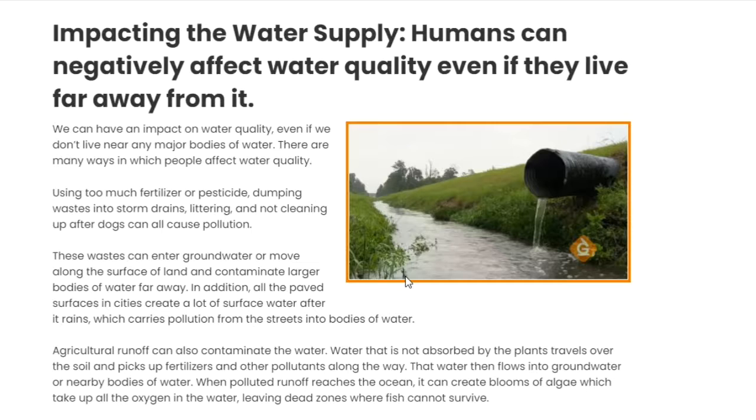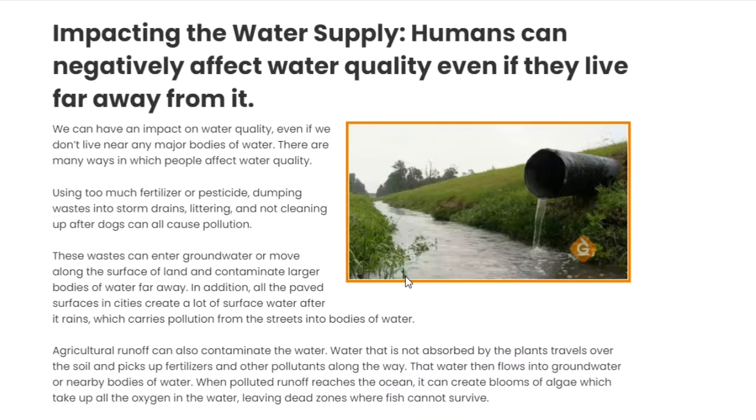Using too much fertilizer or pesticide, dumping waste into storm drains, littering, and not cleaning up after dogs can all cause pollution. These wastes can enter groundwater or move along the surface of land and contaminate larger bodies of water far away. In addition, all the paved surfaces in the cities create a lot of surface water after it rains, which carries pollution from the streets into bodies of water.